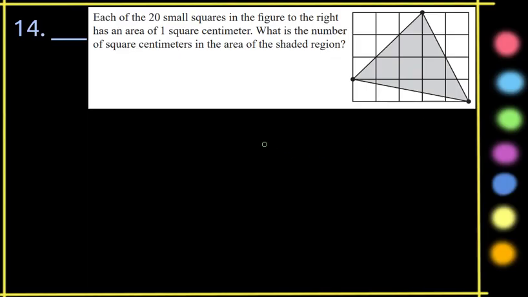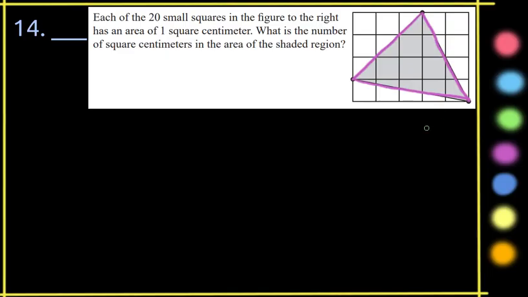All right, only 2 more to go. This one says, each of the 20 small squares in the figure to the right has an area of 1 square centimeter. What is the number of square centimeters in the area of the shaded region? Okay, so you might look at this at first and say, it's going to be hard to compute the area of this triangle, because it doesn't have an integer base or an integer height or anything like that. It looks like it's a little odd.